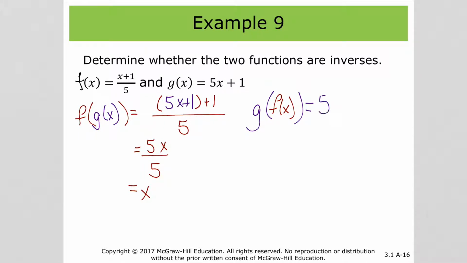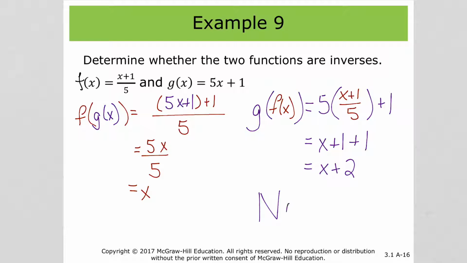So we've got 5 times x plus 1 over 5 plus 1. Okay? So if we distribute our 5, then the 5's cancel out. And we've got x plus 1 plus 1, which is x plus 2. Well, that didn't give us x. It gave us x plus 2.